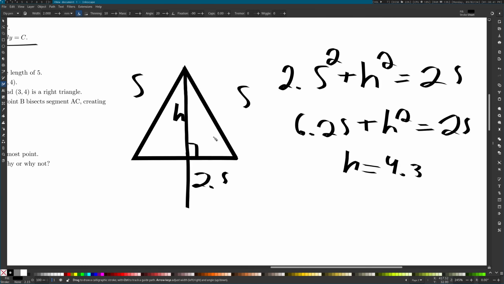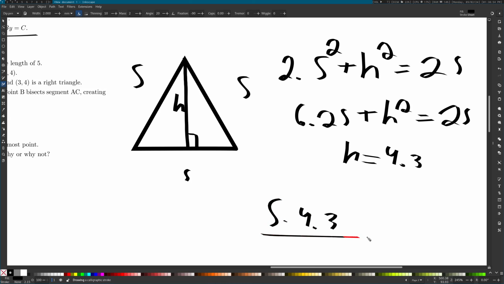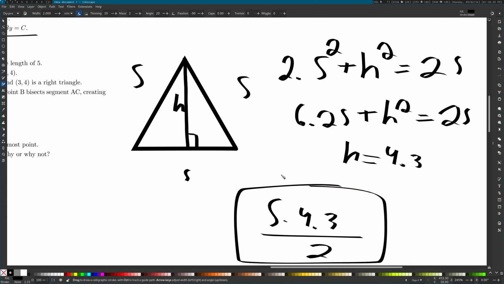So back to this one. Okay, so if you want to do the whole base, remove this, and it would be 5 times 4.3 divided by 2. But that would be the area of this triangle, approximately. Okay. Did you guys get 10.75?